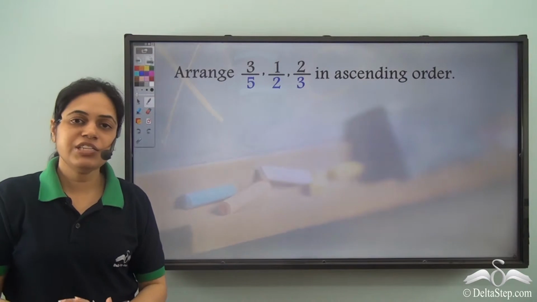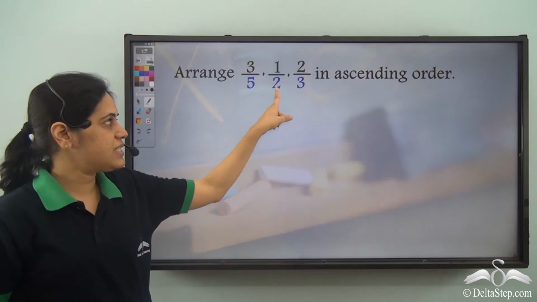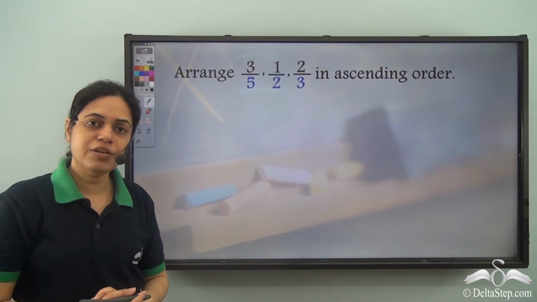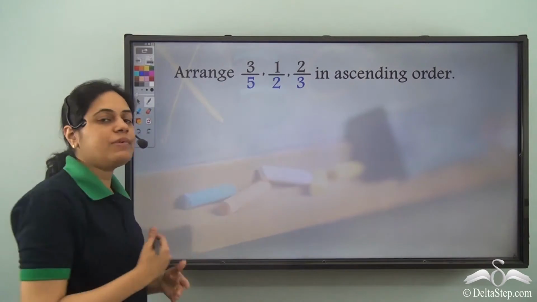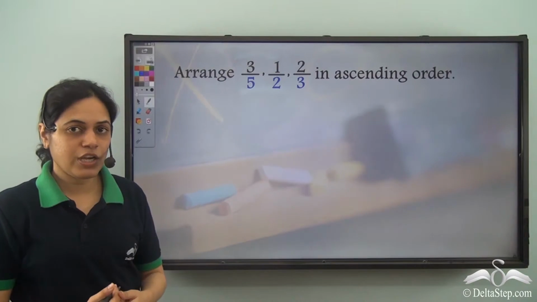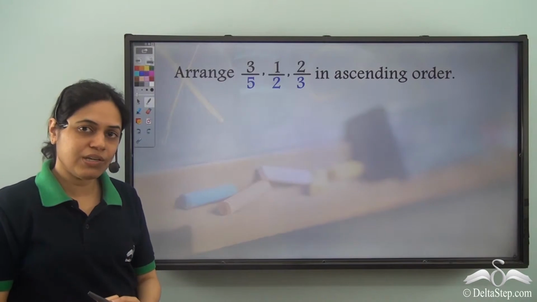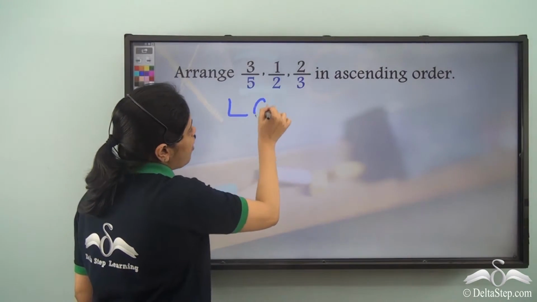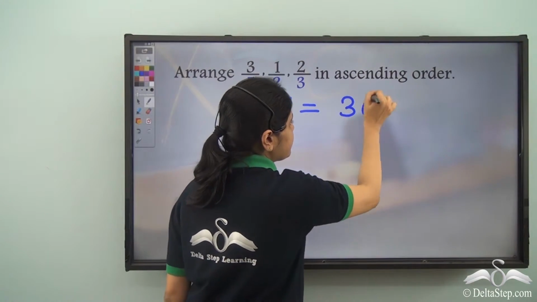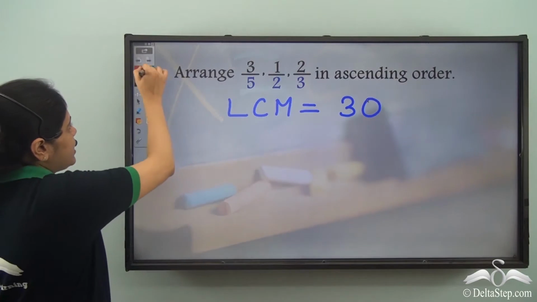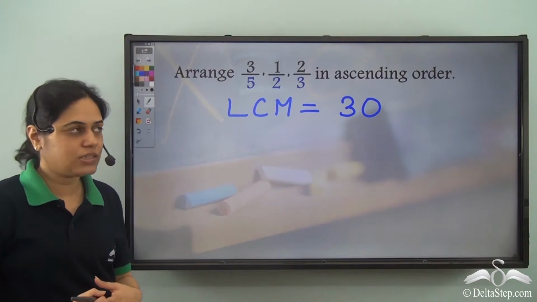So now arrange these in ascending order. So first we see that the denominators are different. So these are unlike fractions. So I need to convert them into like fractions first. How can I do that? I need to find the LCM of 5, 2 and 3. Now the LCM of 5, 2 and 3 is 30. So I need to make equivalent fractions of these fractions with denominator 30.